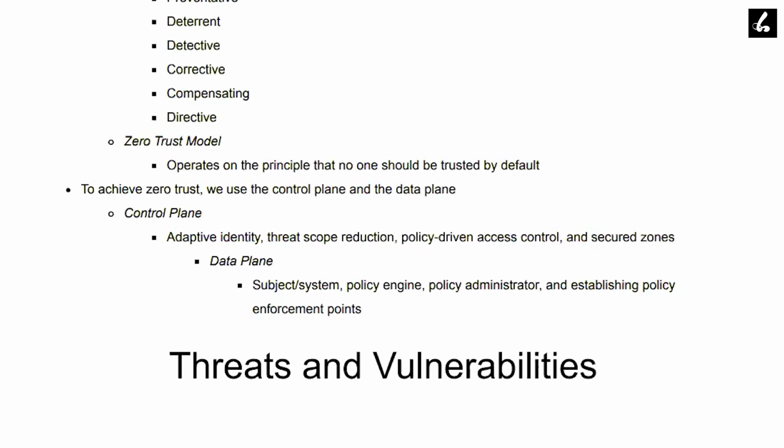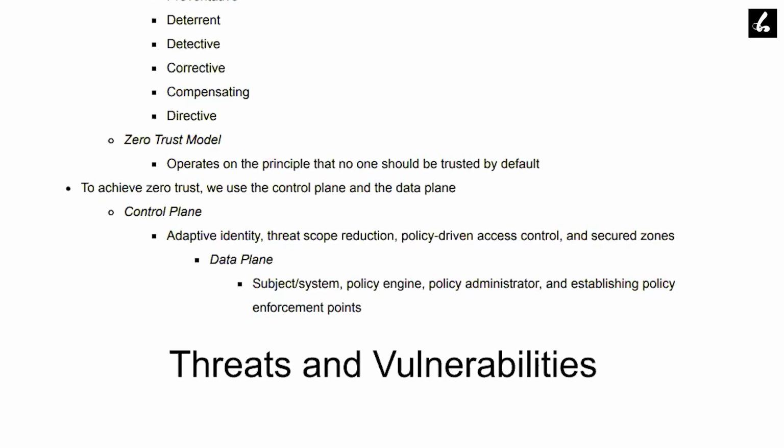We have policy-driven access control. Policy should be there. We have secure zones. Then we have a data plane: what are the systems, what are the policies, what are the policy administrators, and what is the enforcement of those policies. So these are the things you need to learn.